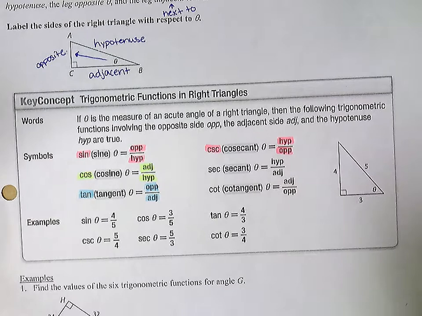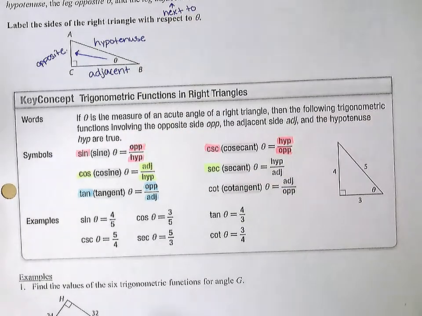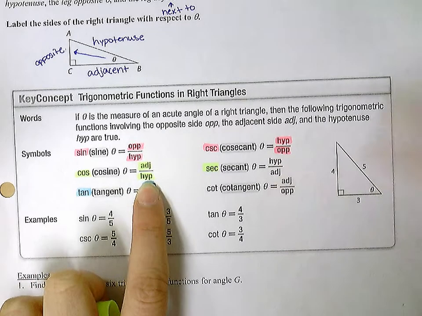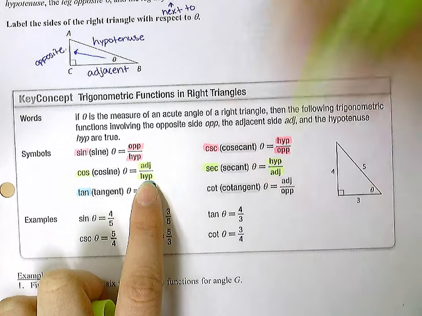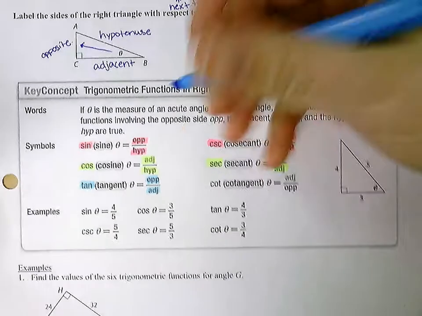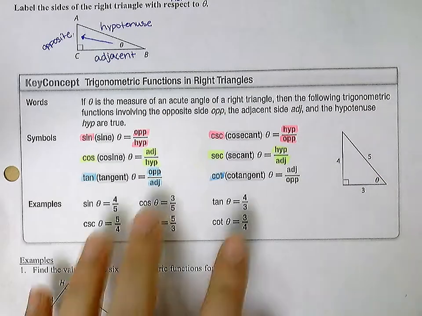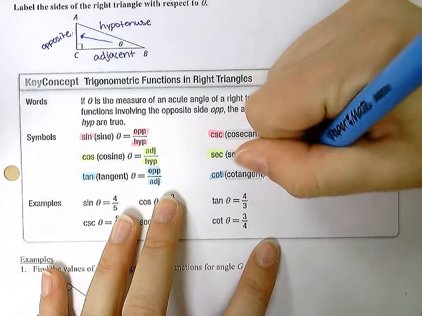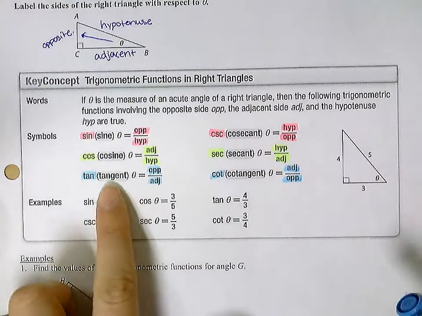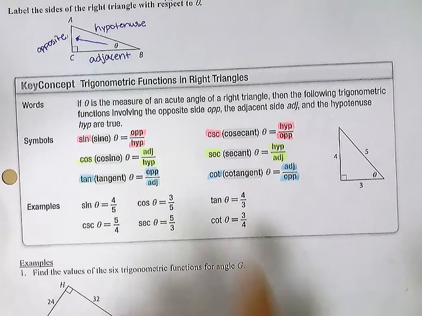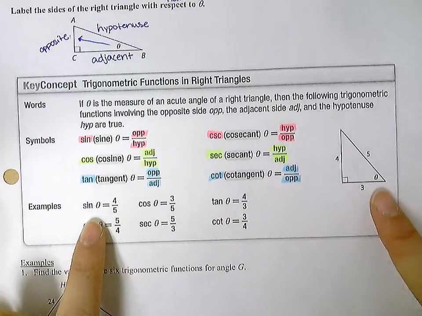Same thing with secant. Secant is the reciprocal of cosine. So now it would be hypotenuse over adjacent. And then cotangent is the reciprocal of tangent. So now you would have adjacent over opposite. So once you find these three, it's easy to find these ones because you just take that reciprocal. Okay? So examples here from this triangle.